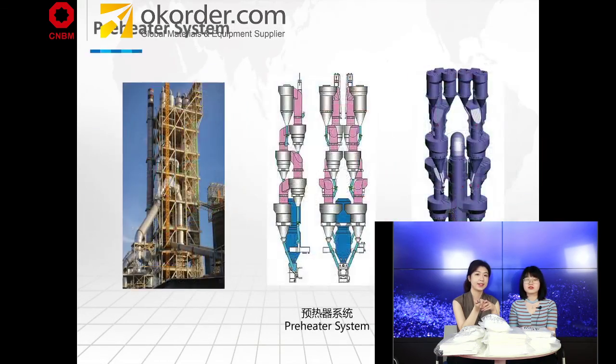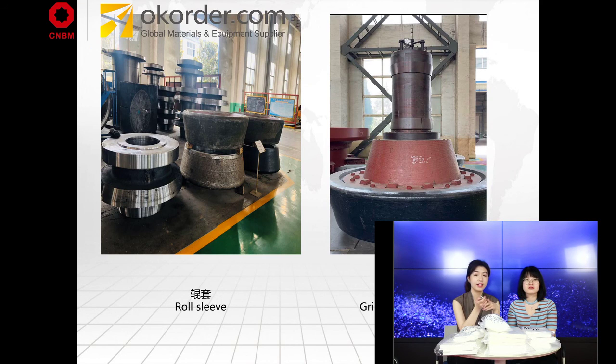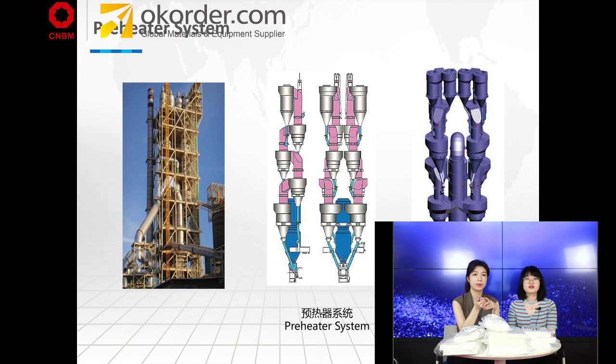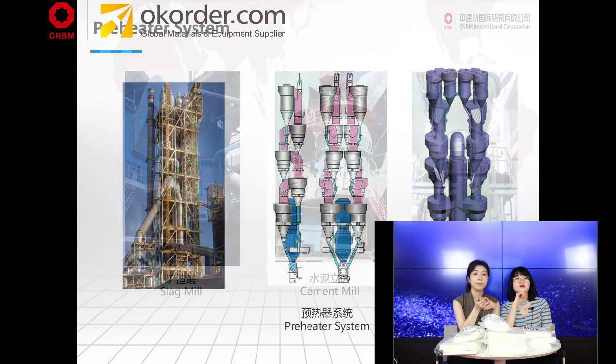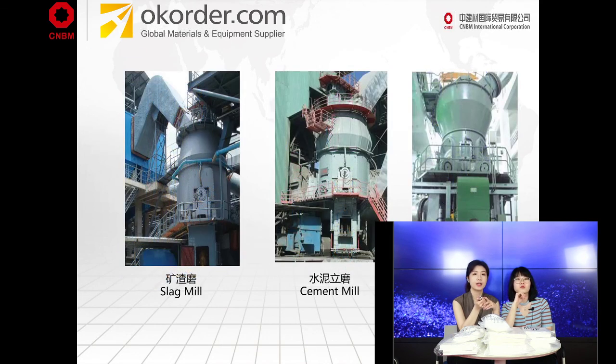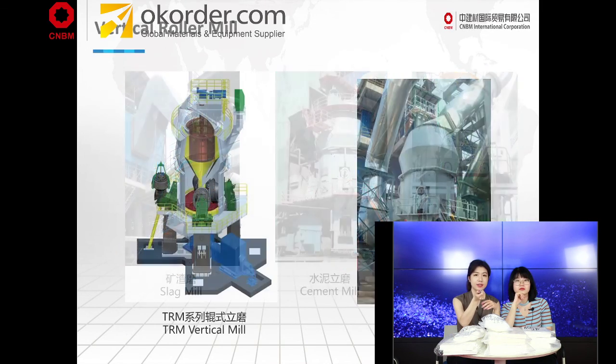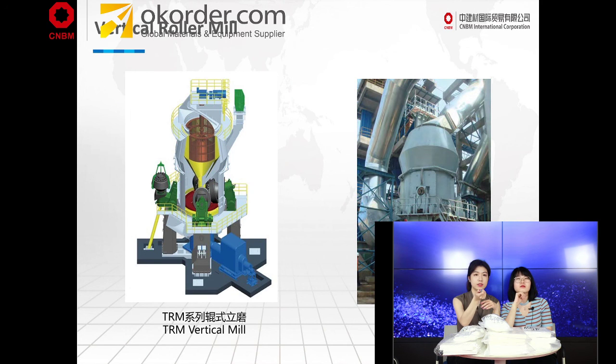Okay, and the third part is cement. Let me flash back. Okay, so this is our vertical roller mill. We have different types. The first one is TRM vertical mill, and the other one is roll mill.